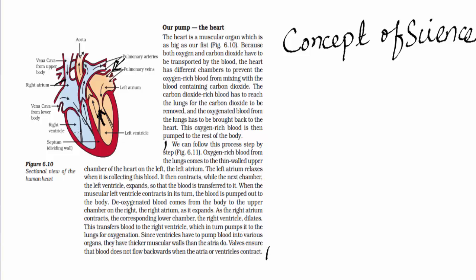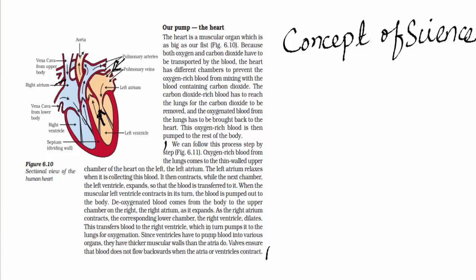The right ventricle pumps the blood to only the lungs. So it is not that thick. You can see in the figure also that this wall is not that thick. This is the thickest wall. But this wall is thicker than the atrium. There are bicuspid and tricuspid valves. These valves ensure that the blood does not flow backward when the atrium or ventricle contracts.